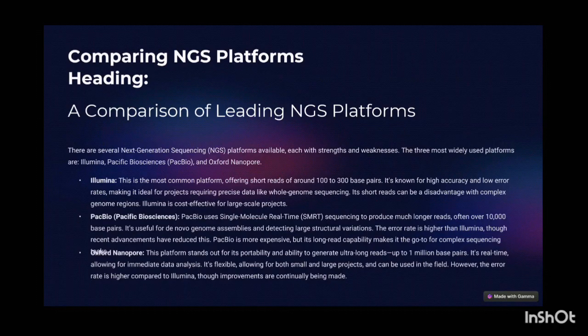The error rate can be higher than Illumina, though recent advancements have reduced it significantly. PacBio is typically more expensive, but its long read capacity makes it the go-to for complex sequencing tasks. And finally, we have Oxford Nanopore. This platform stands out for its portability and the ability to generate ultra-long reads, up to 1 million base pairs in some cases.